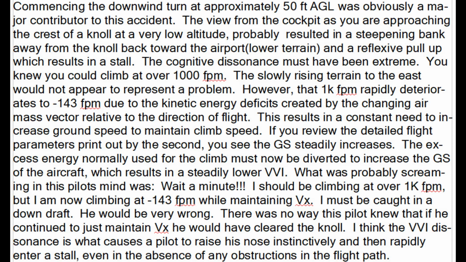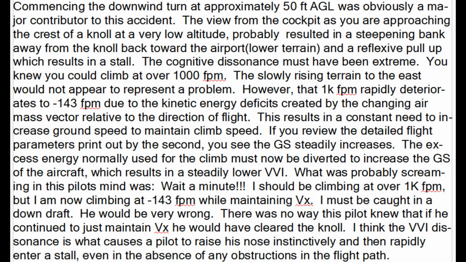Commencing the downwind turn at approximately 50 feet AGL was obviously a major contributor to this accident. The view from the cockpit as you are approaching the crest of a knoll at a very low altitude probably resulted in a steepening bank away from the knoll back toward the airport, which was lower terrain, and reflexes pull up, which probably resulted in a stall. The cognitive dissonances must have been extreme. You knew you could climb at over 1,000 feet per minute. The slowly rising terrain to the east would not appear to represent a problem.